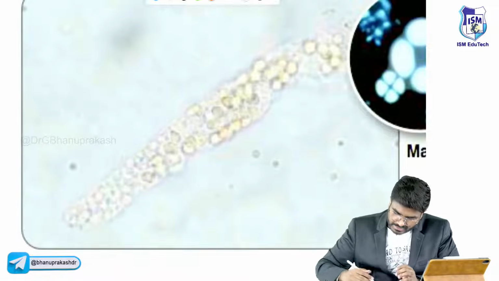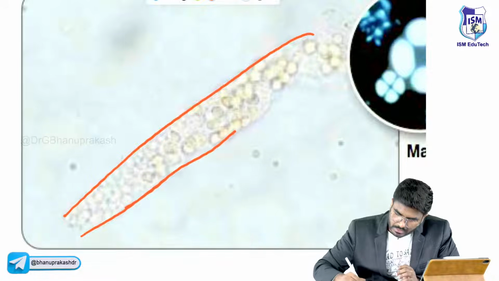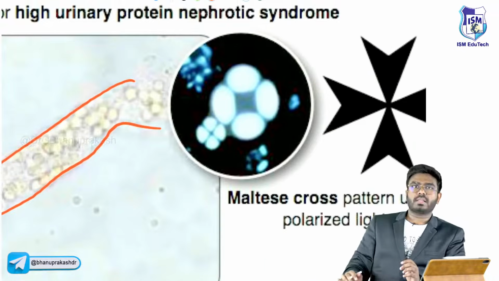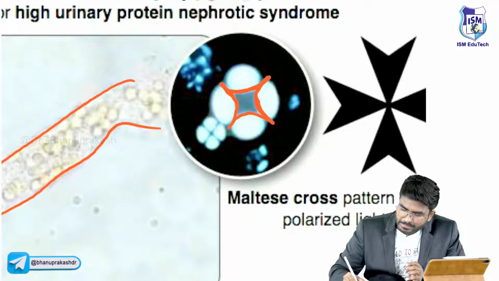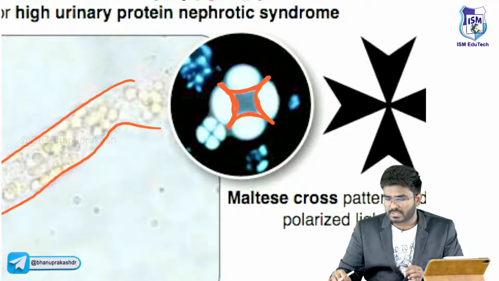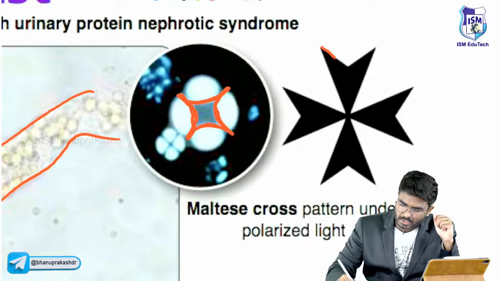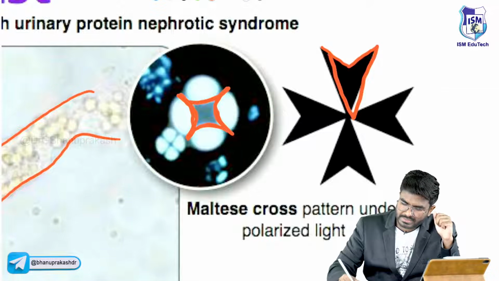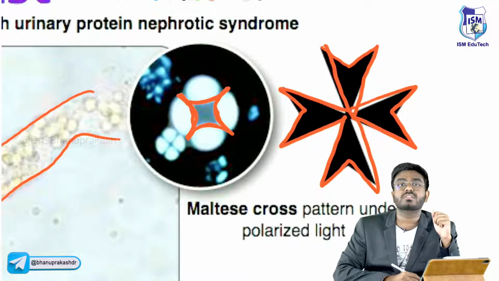Now, see, this is the lipid cast. These are the lipids which are coming out in the urine. Now, when you put it under the microscope, under the polarized light, it will show this Maltese cross appearance. These are the lipid molecules showing this Maltese cross. There are different types of crosses, right? The Christians wear different types of cross. This is a Maltese cross, sir. So Maltese cross appearance is seen in nephrotic syndrome because of these lipids.